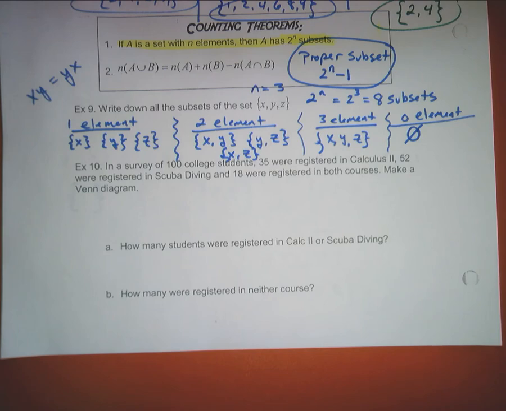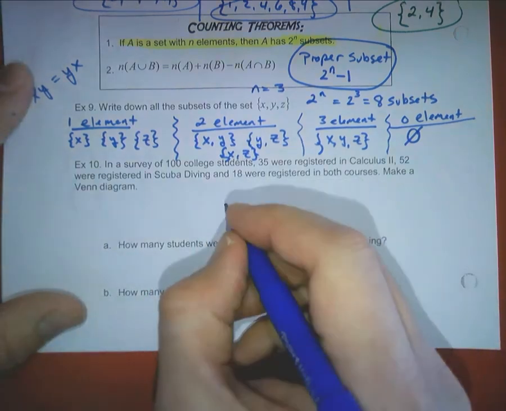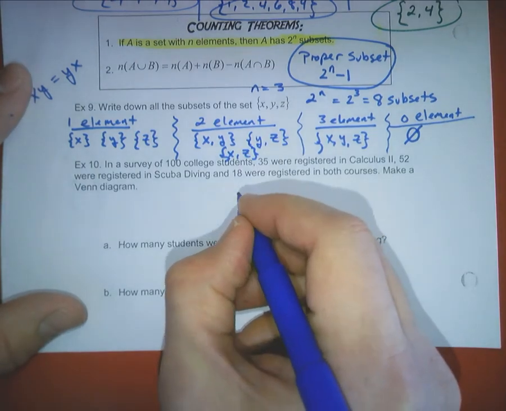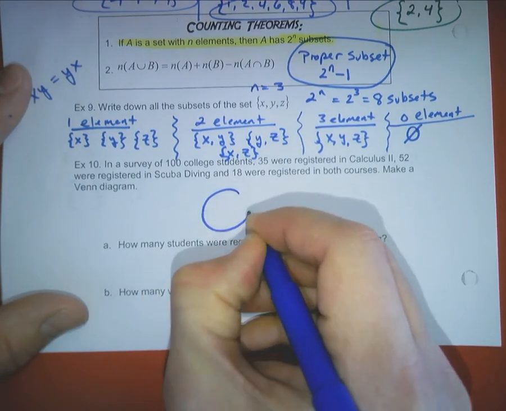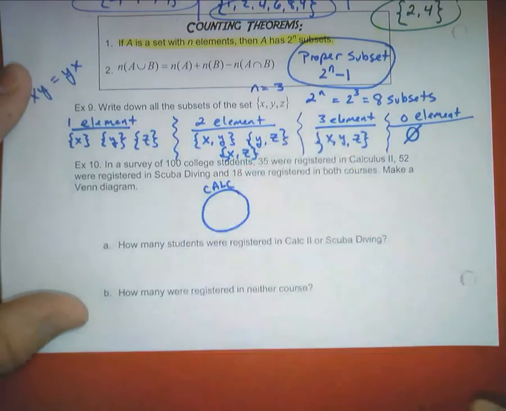Make a Venn diagram. First off, who in the world would take calculus and scuba diving in college? Who would do that? That's crazy, right? What kind of survey is this? Who would take calculus and scuba diving? Your math teacher, Mr. Gotch. What college did you go to?